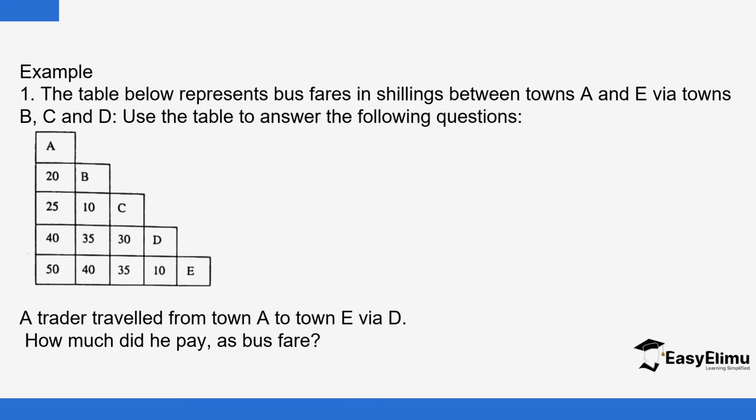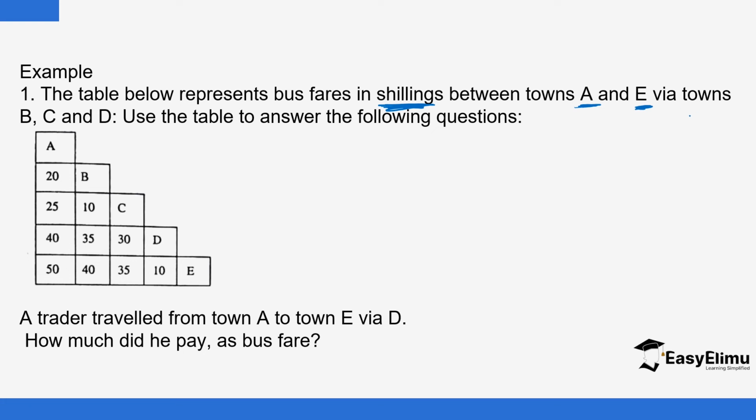So we have a good example of a fare table, and this one is for some transport system. The table below represents bus fares in shillings, you see. So take note of this. The figures that are indicated in the table are in shillings. And then this journey is starting from A and the journey is ending at E. E is the final destination. Maybe it could be the name of a town.